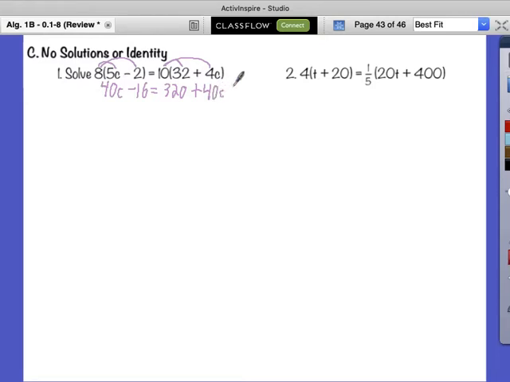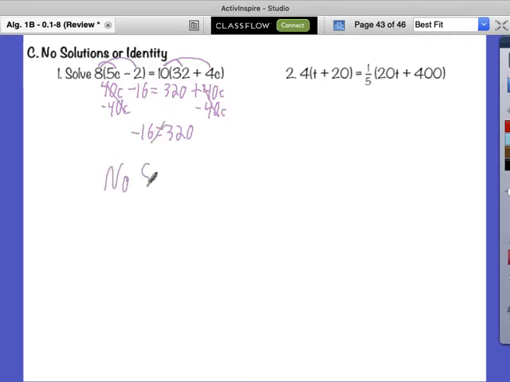Alright, so that's right? Oh, yeah. 40c minus 16 equals 320 plus 40c. What do we do now? Very good. Minus 40c, let's move it across. And what's 40c minus itself? Zero. Negative 16 equals 320. Is that true? No. So we call this a no solution.